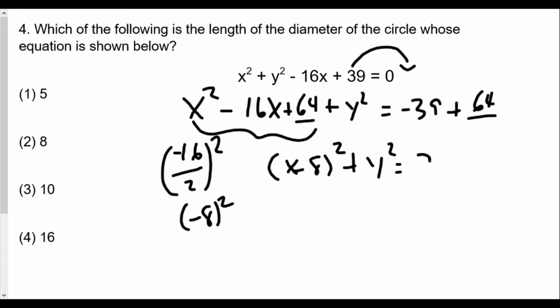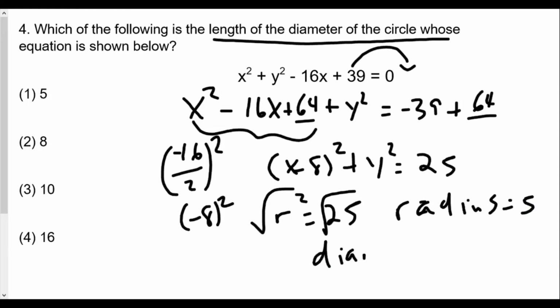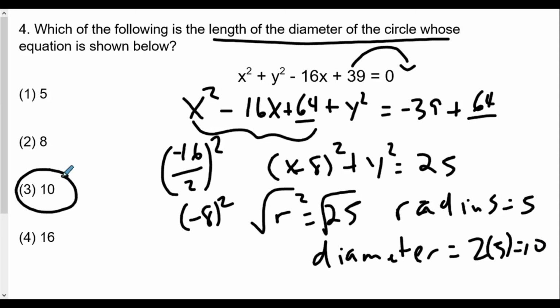So we're looking for the length of the diameter of the circle. We know that r squared equals 25. That means the radius is equal to 5. So radius equals 5, but that's not our answer. Our diameter is 2 times the radius. So 2 times 5 equals 10. And therefore the answer is choice 3.